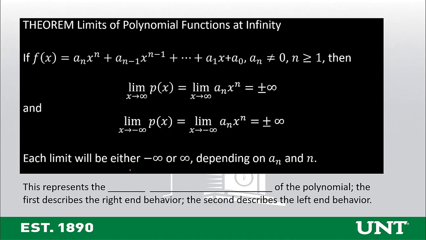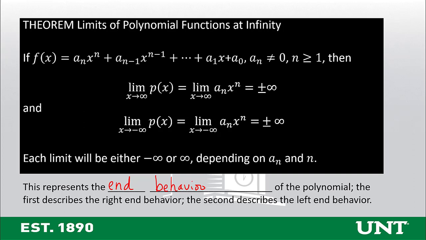And the limit as x goes to negative infinity of that polynomial, p of x, is equal to the limit as x goes to negative infinity of the highest degree term of that polynomial, which can also be plus or minus infinity. Each limit will be either positive infinity or negative infinity, depending on the value of a sub n, that's the leading coefficient, and n, that's the degree of your polynomial.